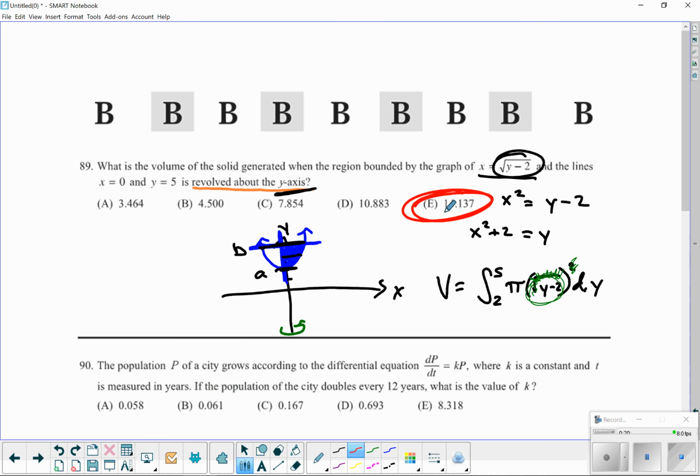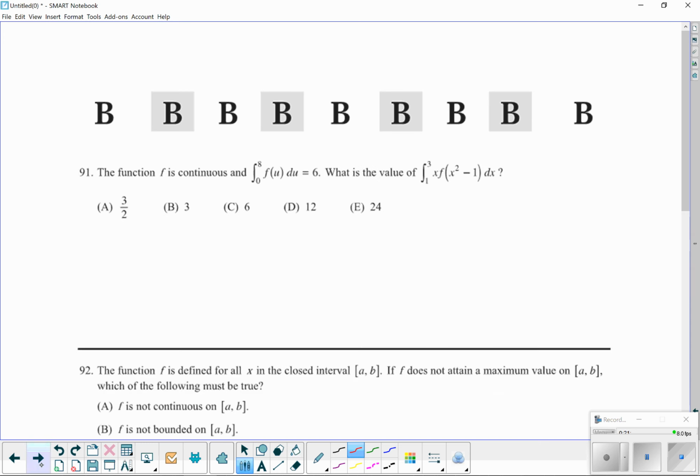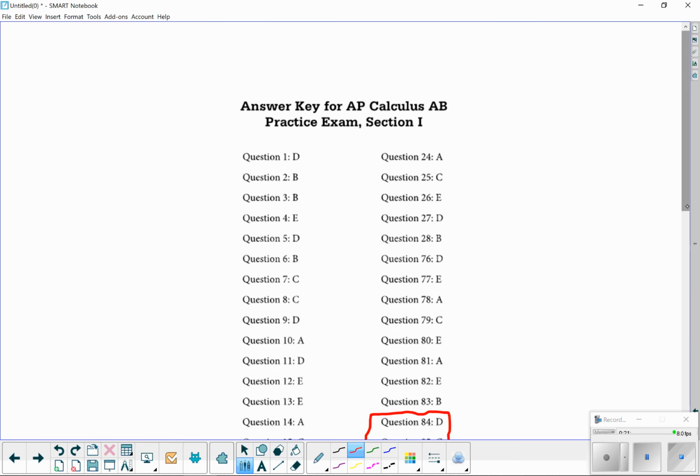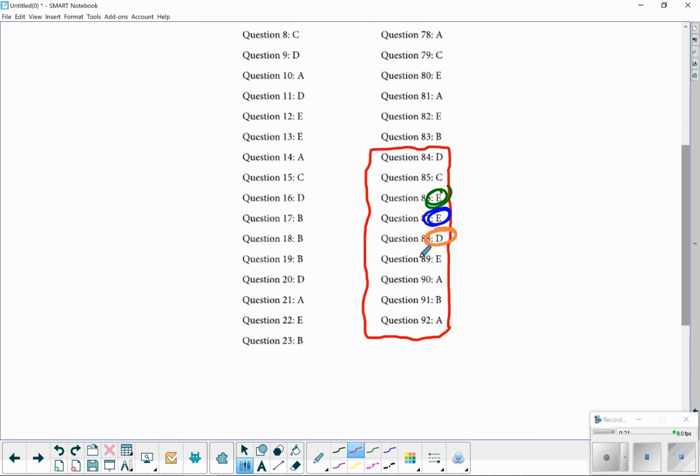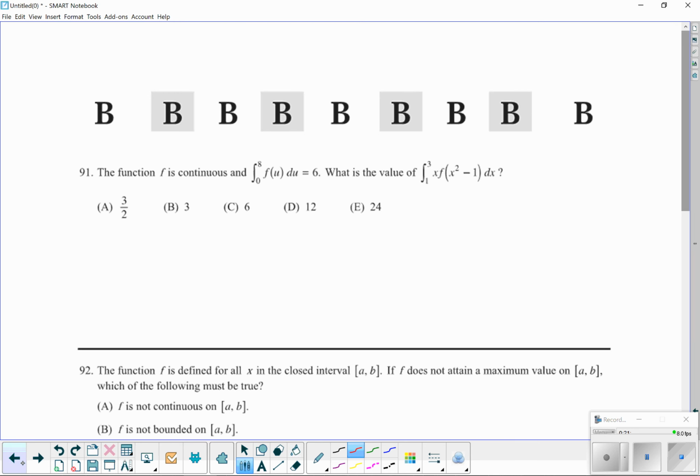If you need to rewatch this, rewind it, or skip back to a previous section, but 89 should be E. So 89, the answer should be E, and that does match up. Number 90.